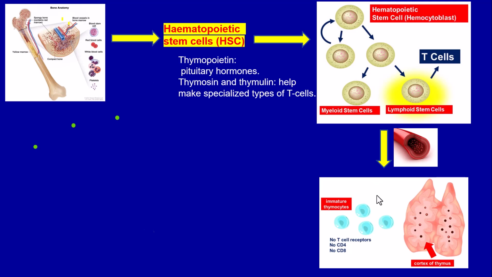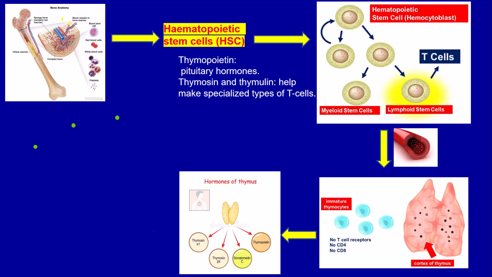When these T lymphocytes arrive in the thymus, they are immature. They have neither T cell receptor nor CD4 or CD8 molecules. That's why they are called double negative cells and they are immature. Maturation takes place in the thymus. This maturation is caused by the hormones which are produced by the thymus cells.